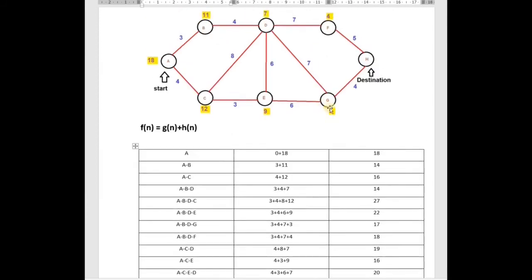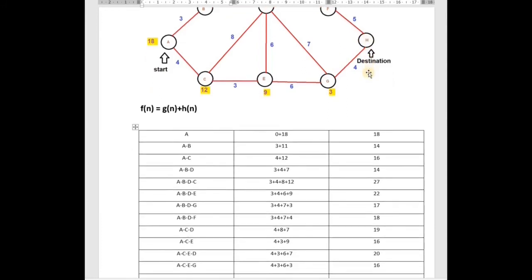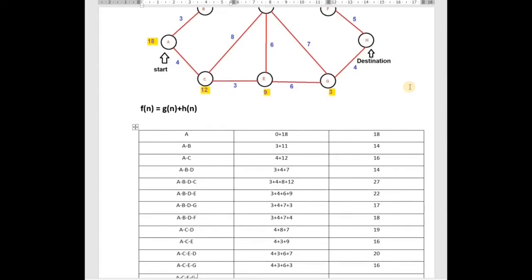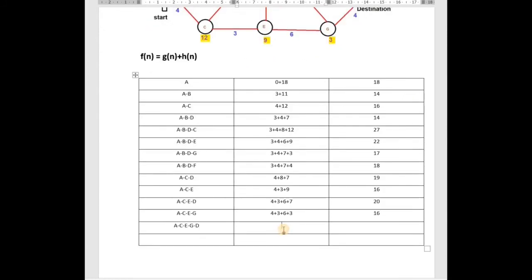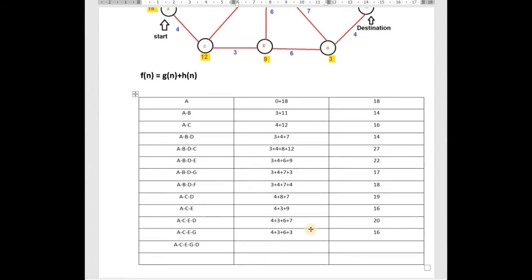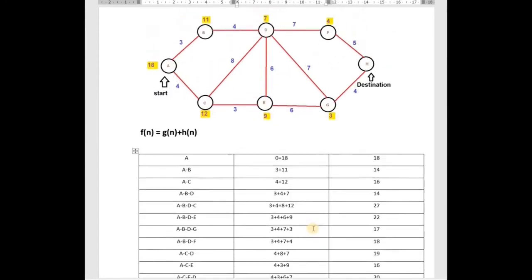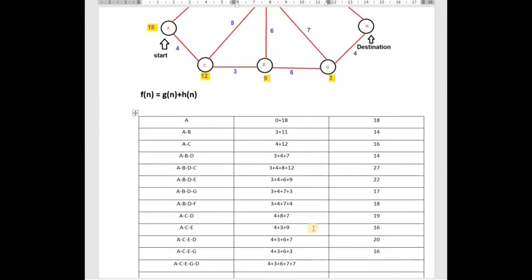Now I will go from G. From G, which nodes can I travel to? I can travel to D and H. So I will go for A, C, E, G and to D. If I go this way, what will be the cost? 4 plus 3 plus 6 plus 7 plus 7. 7 is the heuristic value of D. So I will get 27.